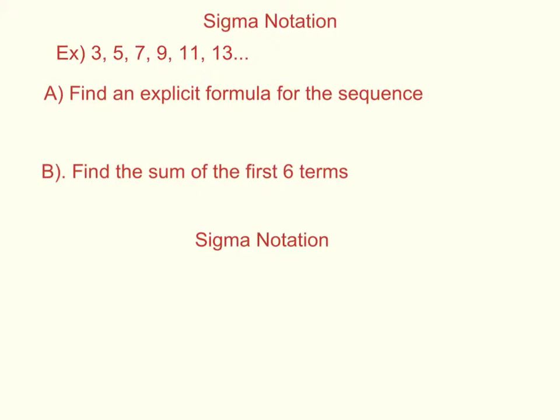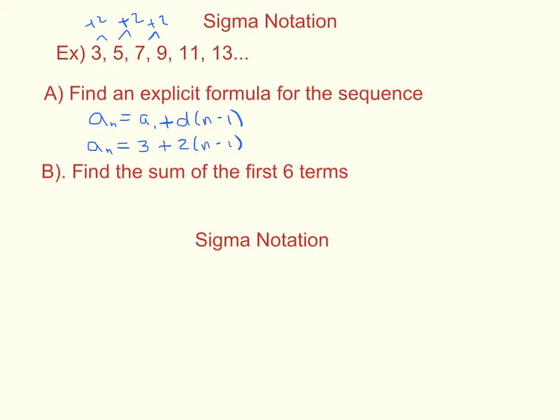I have a sequence here. It says find an explicit formula for the sequence. Well, that shouldn't be too hard. It looks like it's adding 2 every single time. It looks like it's arithmetic. And we know that for an arithmetic sequence, any term is equal to the first term plus the common difference times n minus 1. We've seen that, and that means it's equal to 3 plus the common difference, which is 2, times n minus 1. So we can leave it like that.